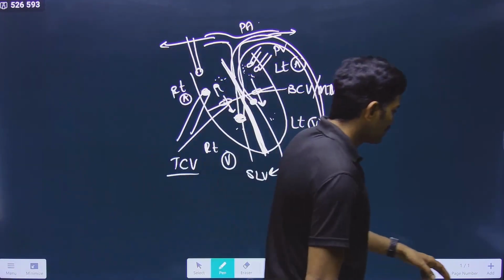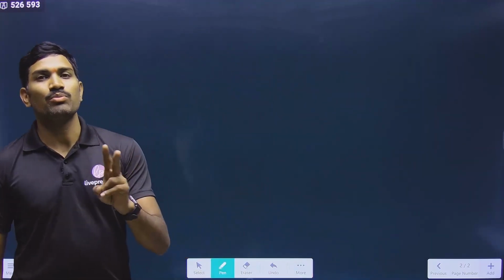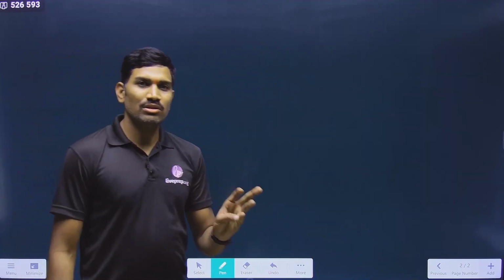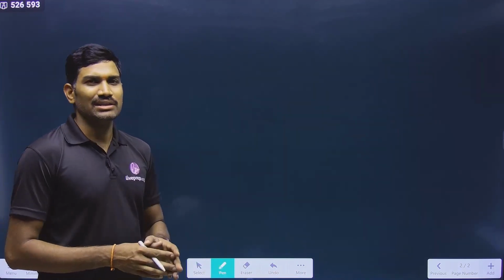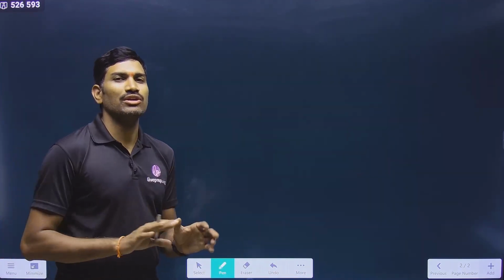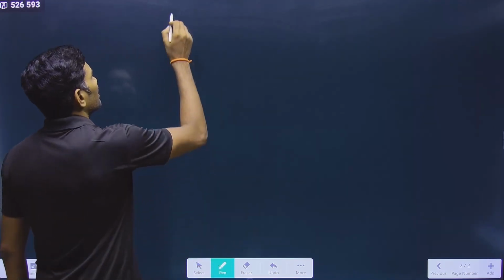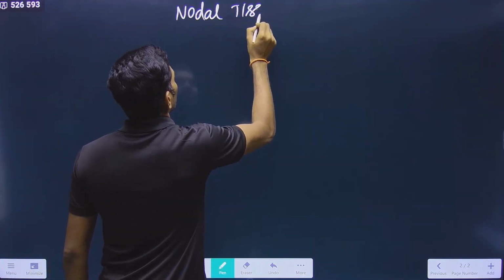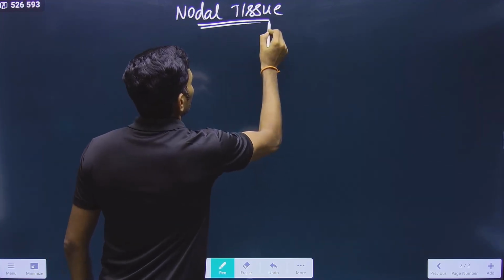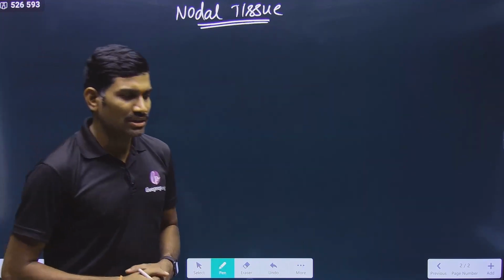So this is the major important concept that we have studied, and now in this lecture we are studying 2 points. One is the nodal tissue, the second one is the cardiac cycle. The same things once again we will repeat, but we will add some other extra points also. And first we are talking about the nodal tissue. What is the nodal tissue that is present within the heart? What is this nodal tissue actually?